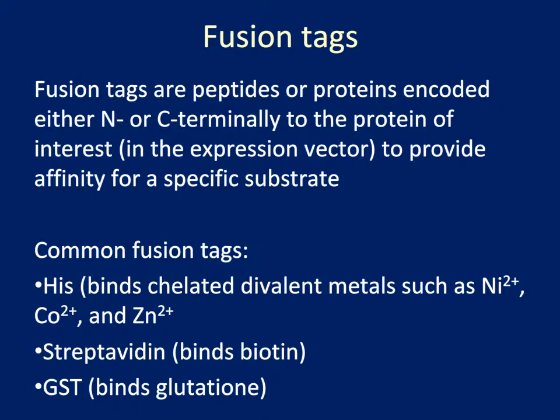One easy way to utilize affinity chromatography for any protein of interest is to use fusion tags. That's when a protein that has a known binding affinity is genetically engineered either N or C terminally to the protein of interest. This is usually done in the plasmid, and many commercial expression vectors have fusion tags already in them. Common fusion tags are his tag, such as the one used for your proteins of interest, streptavidin, and GST.